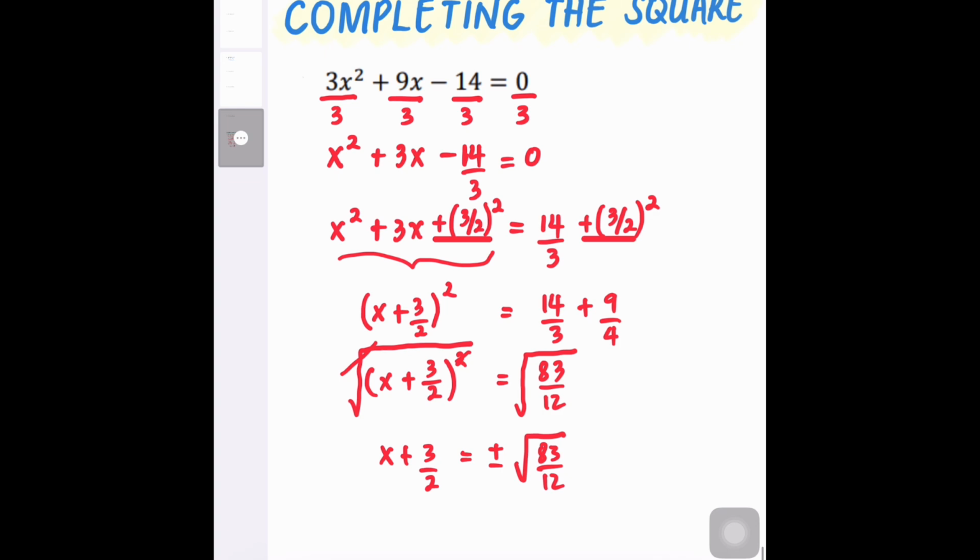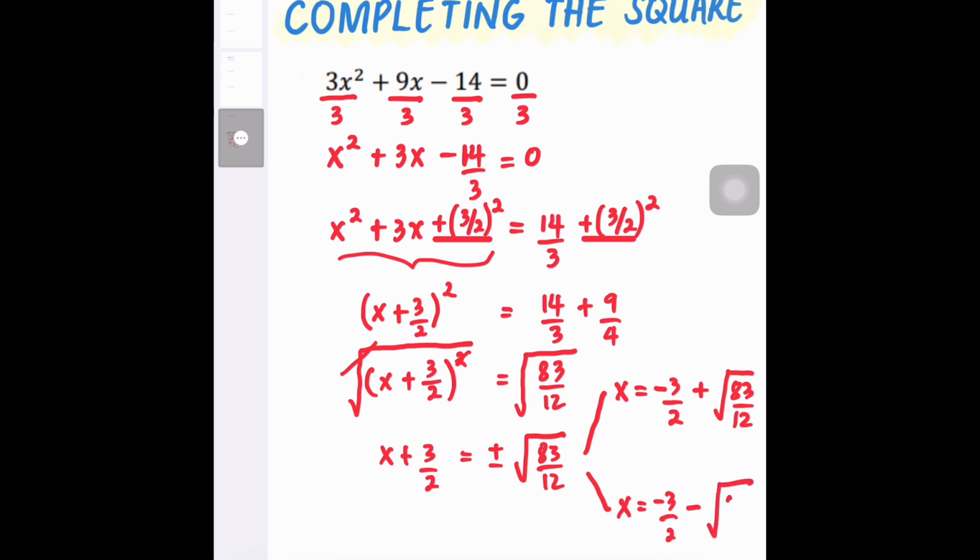From here, we can see that our solutions will be x equals, the positive 3 over 2 will be moved to the right-hand side, and it's going to become negative 3 over 2. Then we take the positive square root of 83 over 12. The other root is x equals negative 3 over 2 minus the square root of 83 over 12.